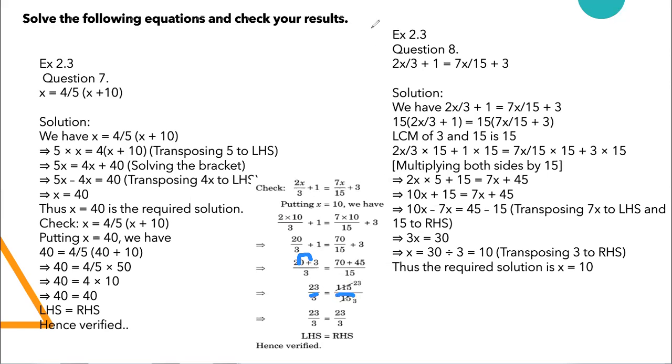If you solve them, 23 by 3 cannot be simplified, so it is written as it is. 115 divided by 15 gives you 23 by 3. Therefore, our LHS and RHS are equal. Hence, it is verified. So guys, I hope that was quite interesting to solve.